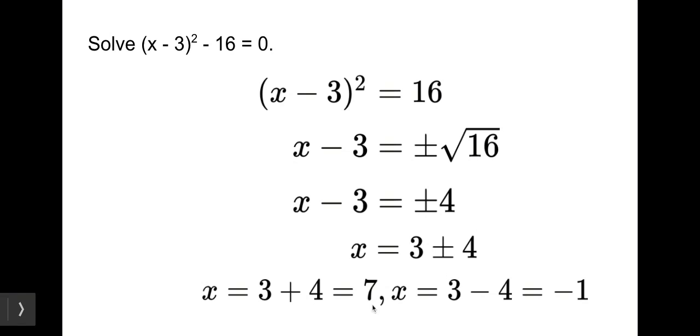You can see if we plug in the 7, 7 minus 3 is 4, perfect. And we plug in the negative 1, we get negative 1 minus 3 is negative 4. We got the plus minus that we were looking for. All right. Okay, so that's how we solve just straight up perfect squares, right? When there's only one single x in here and I can isolate it with inverse operations.